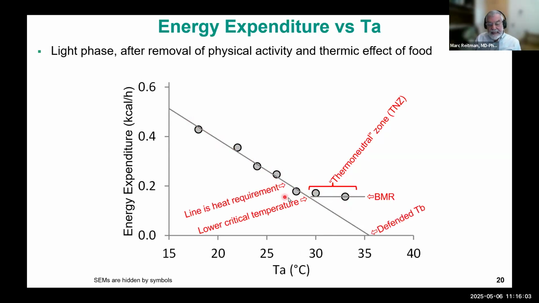If you extrapolate that line back to no heat needed, that's the defended body temperature. So here you've never measured body temperature. You need not have measured body temperature, and you can determine what the body temperature set point is. And finally, the slope of this line is the heat conductance, which mathematically, 1 over the slope is the insulation.